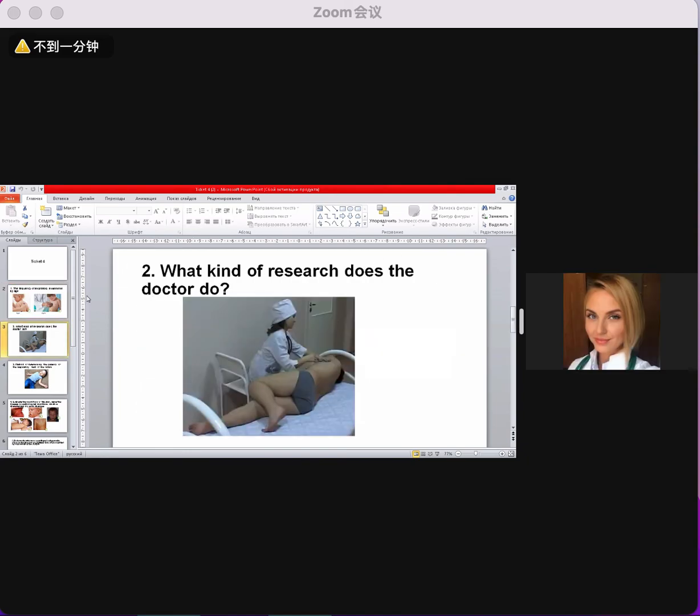What kind of research does the doctor do? Percussion of the spleen, I think. Yes, or finding the percussion borders. So tell me, please, the sizes of length and width of the spleen in normal. Width less than 2 centimeters. And length?